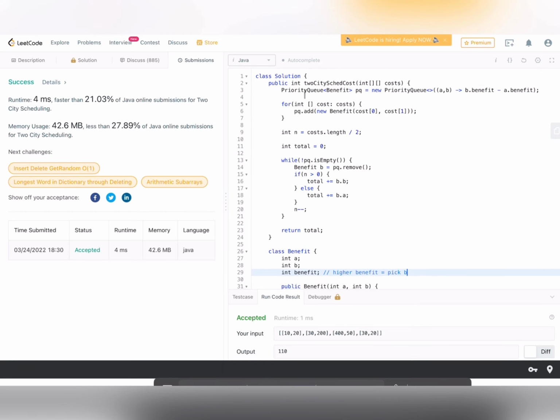And then we have a priority queue where we are sorting, and then we are returning the descending order of the benefit. That means first choose B, and once you have chosen n people to send to B city, then the remaining ones we can send to city A, and that's how we calculate the overall cost, and this works.